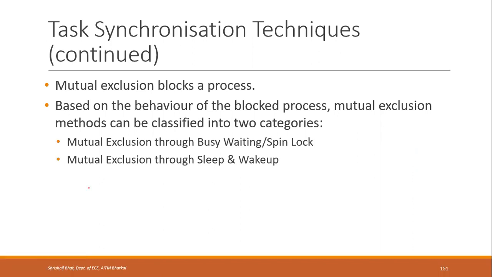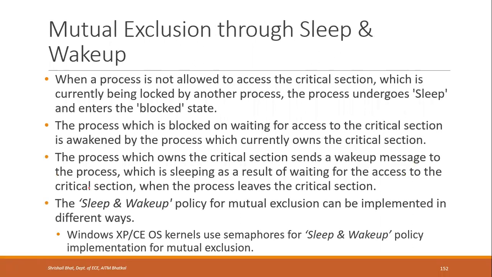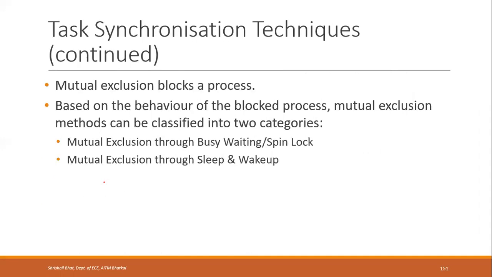So we will see what that means, mutual exclusion through sleep and wake up. In this particular category of mutual exclusion, whenever a process is not allowed to access the critical section, which is being locked by another process, that means it is locked. Another process is using it, that critical section is locked. So in the previous case, it uses that lock variable. If that access is not available to another process, then that lock variable will be 1. That means it is locked. The other process cannot access it.